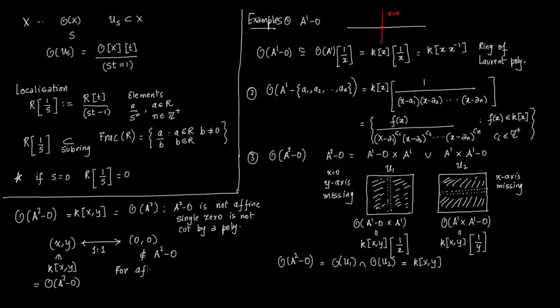For affine we will have to have that one-to-one correspondence. Now we see on the left hand side we recover the entire ring, but correspondingly on the right hand side we do not have (0,0) contained in A2 minus 0. Let me write down where the correspondence breaks. So this is where the correspondence breaks. And that is the end of the story.